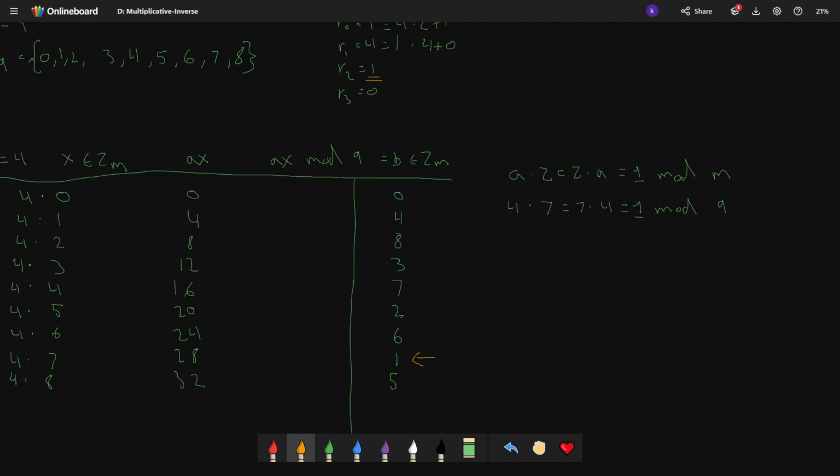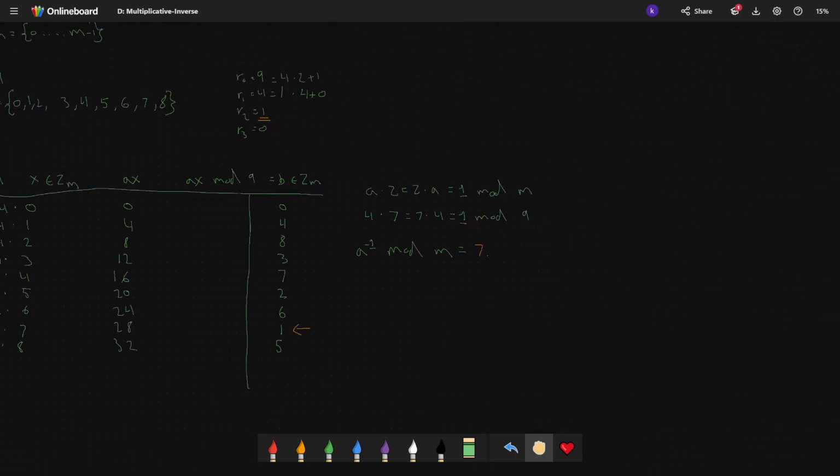The value that we multiply onto A is called the multiplicative inverse. And that is the value that when multiplied onto A, taken modulo M is equal to 1. The way we denote that is we write A to the power of negative 1 modulo M. This is the multiplicative inverse of A modulo M, which in our example here, as I said, is equal to 7.